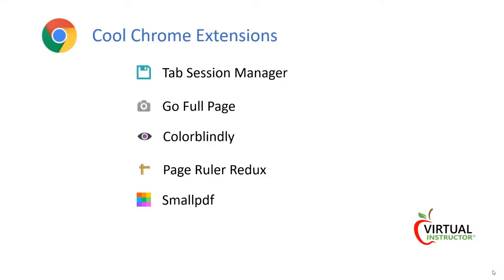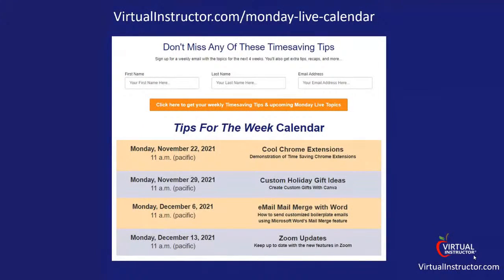So we'll start out with the Tab Session Manager, and then we're going to talk about Go Full Page, which I have demonstrated in earlier lives, but I'm going to show it again because it's such a cool extension. And then we'll talk about what's called Color Blindly, and then Page Ruler Redux. I don't know if I'm pronouncing that correctly. And then we're going to end up with something that I use quite often, which is Small PDF. So hopefully you'll find these are useful.